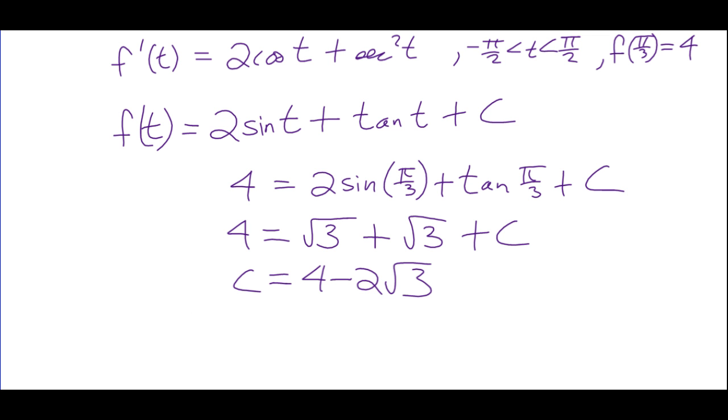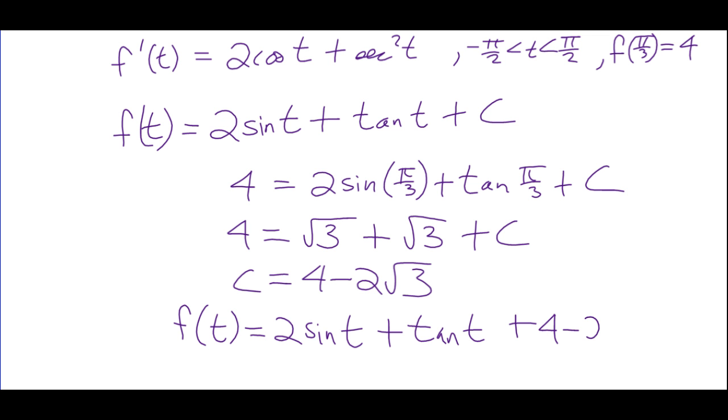So f of t is 2 sine t plus tan t plus 4 minus 2 root 3. Easy peasy.